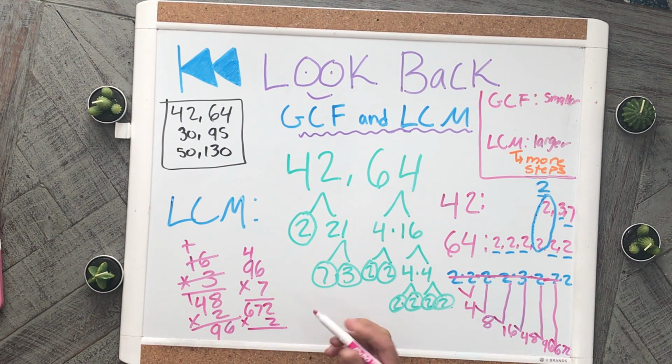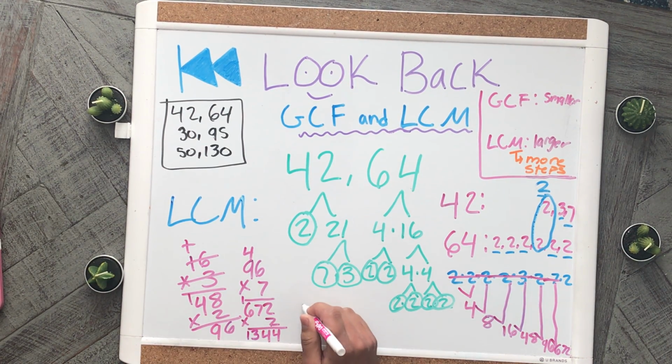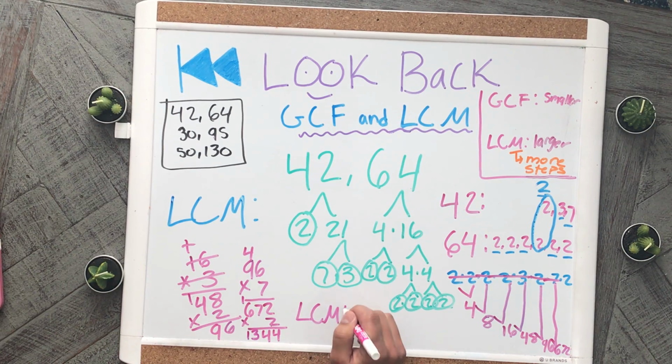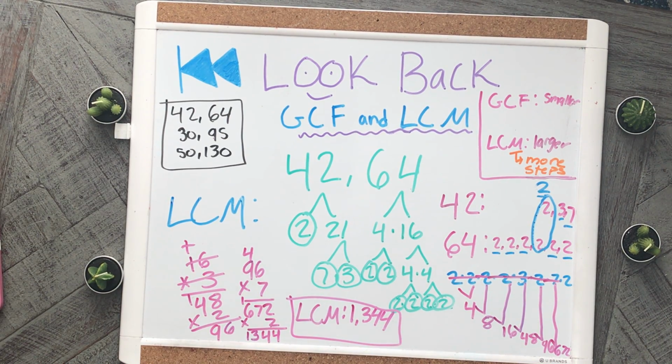Now let's multiply 672 times this last number. 672 times 2. Okay, so 2 times 2 is 4. 2 times 7 is 14. Carry your 1. 2 times 6 is 12, plus 1 is 13. So our least common multiple is 1,344. Okay? 1,344.